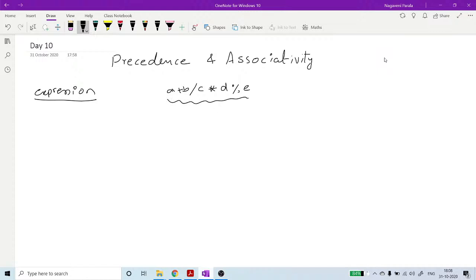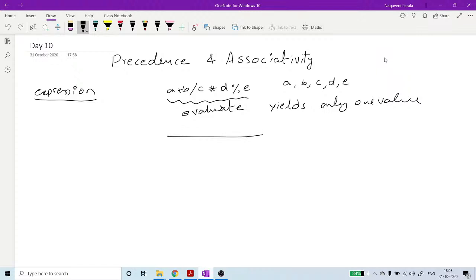When I have supplied the values for A, B, C, D, E, some values to these, then finally what are we going to do? After supplying values for A, B, C, D, E, we place those values in this expression. And when you evaluate, it yields only one value. Because however big the expression may be, finally if you evaluate, it is going to give us only one value.